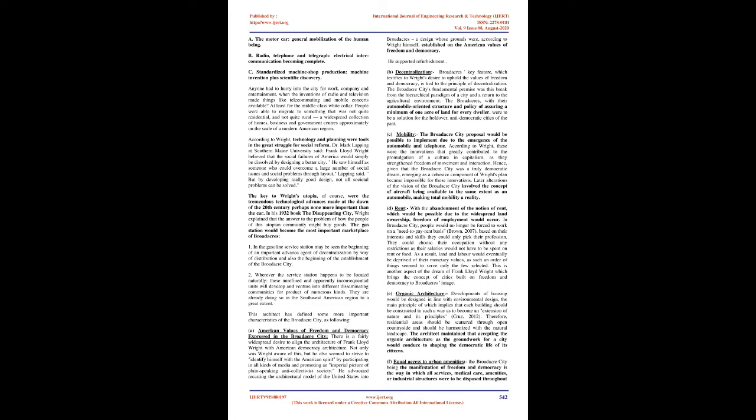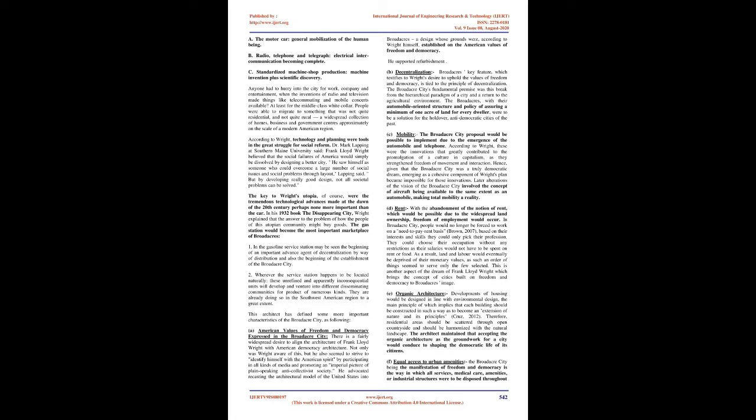The key to Wright's utopia, of course, were the tremendous technological advances made at the dawn of the 20th century, perhaps none more important than the car. In his 1932 book The Disappearing City, Wright explained the answer to the problem of how the people of this utopian community might buy goods. The gas station would become the most important marketplace of Broadacres.